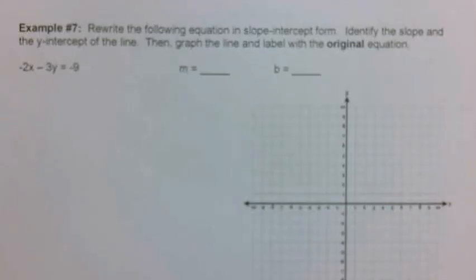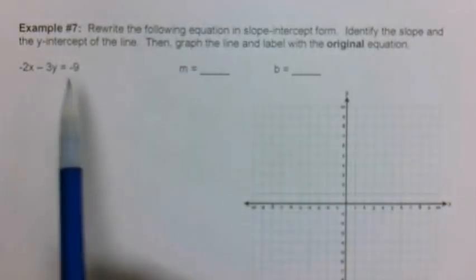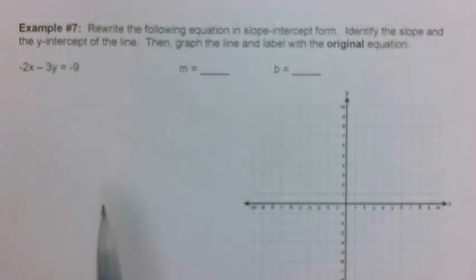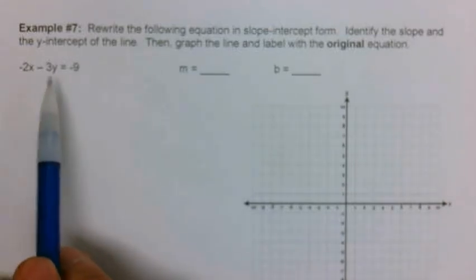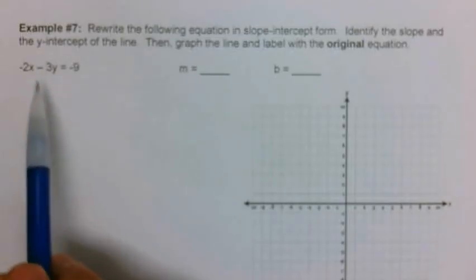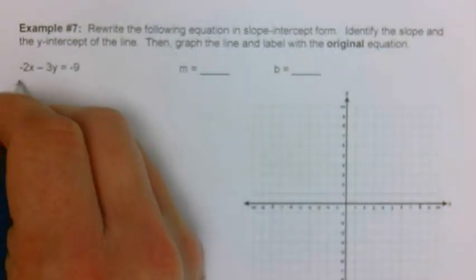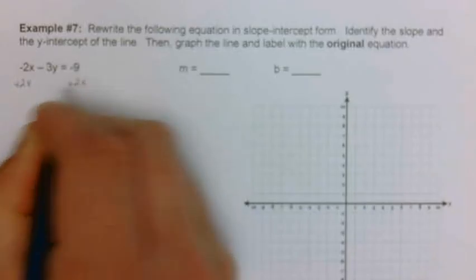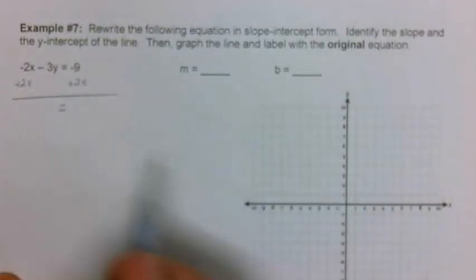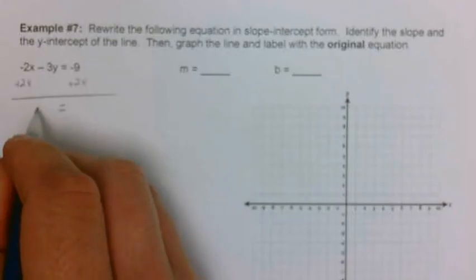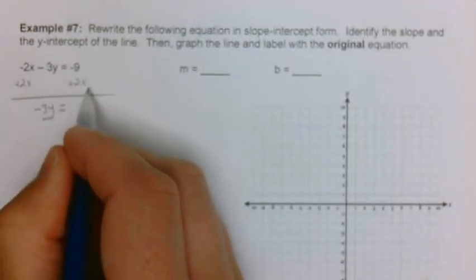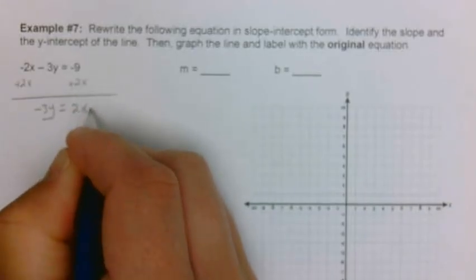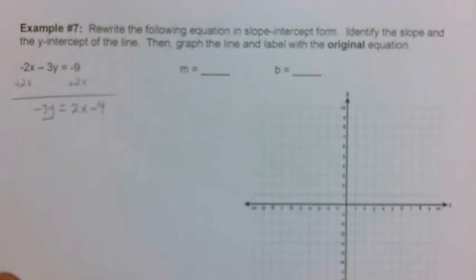All right, in our next example, more of the same. Rewrite the equation in slope-intercept form. Identify your slope and y-intercept, and then graph the line, label it with the original equation. So negative 2x minus 3y is negative 9. We've got to get our y all alone, so let's add 2x to start on each side. Negative 2x plus 2x is 0, leaving us with negative 3y on the left. Negative 9 plus 2x is the same as 2x minus 9 on the right.